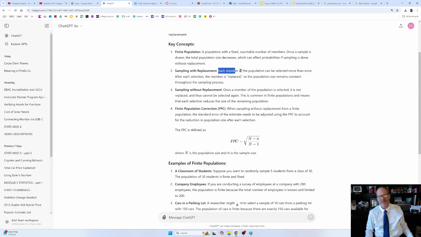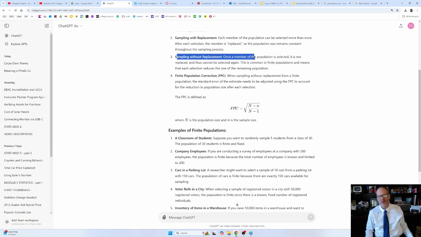With replacement means each member can be selected more than once. After each selection, the member is replaced, so the population size remains constant throughout the sampling process. Sampling without replacement, once a member of the population is selected, is not replaced and thus cannot be selected again. This is common in finite populations and means that each selection reduces the size of the remaining population. Finite population correction: when sampling without replacement from a finite population, the standard error of the estimate needs to be adjusted using the FPC to account for the reduction in the population size after each selection.